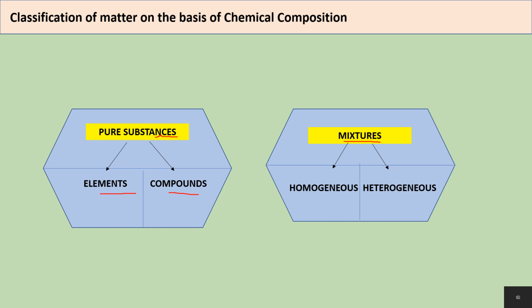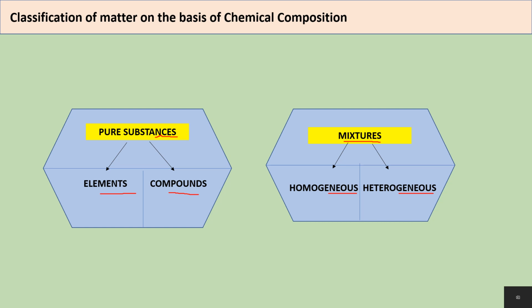Similarly, mixtures are also classified into two types: homogeneous and heterogeneous mixtures. Homogeneous mixtures are mixtures which have a uniform composition and are stable, whereas heterogeneous mixtures are mixtures which have a non-uniform composition and are not stable.